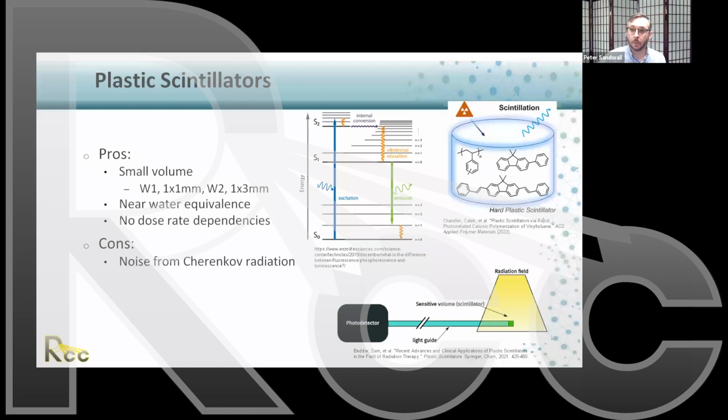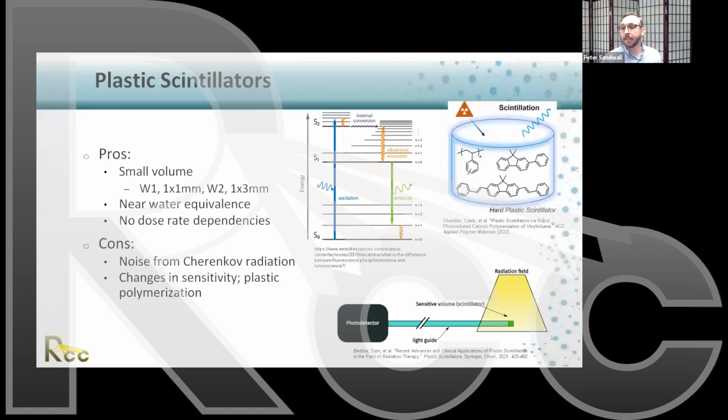Some of the cons. There's noise from Cherenkov radiation. This is a whole other subject, but essentially when you've got electrons moving fast in a medium, they give off blue light. So that creates a background noise, and it's corrected for by calibrating. Again, you can have a precise device as long as you're correcting for it to get the accuracy.